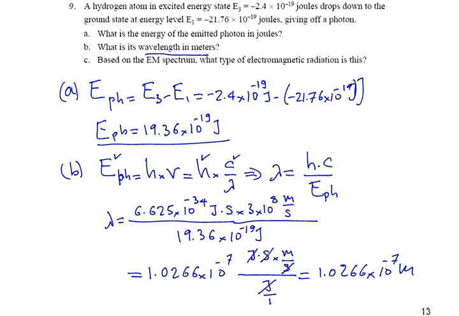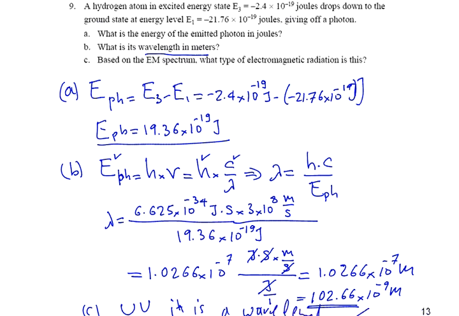Or, if I write it in nanometers, this will give me 102.66 times 10 to the negative 9 meters, or nanometers, and a wavelength of 102.6 nanometers. It's in the UV range. So for C, we can answer that this is UV, because it is a wavelength less than 400 nanometers, and anything smaller than 400 nanometers is in the UV range.